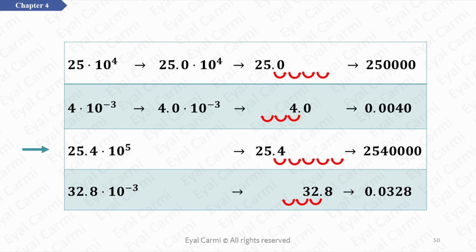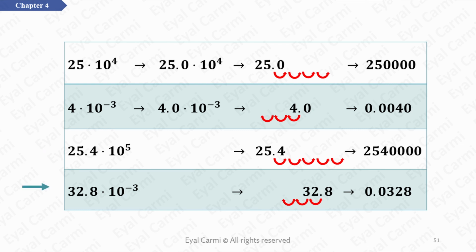Third row. 25.4 times 10 to the power of 5 is equivalent to writing 25.4 and moving the decimal point 5 steps to the right, which results in 2,540,000.